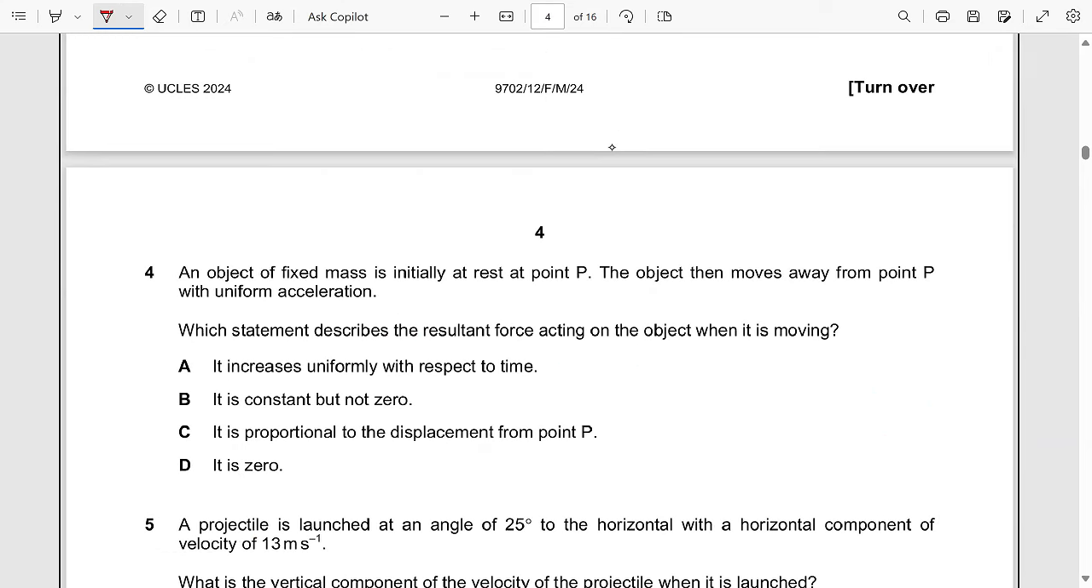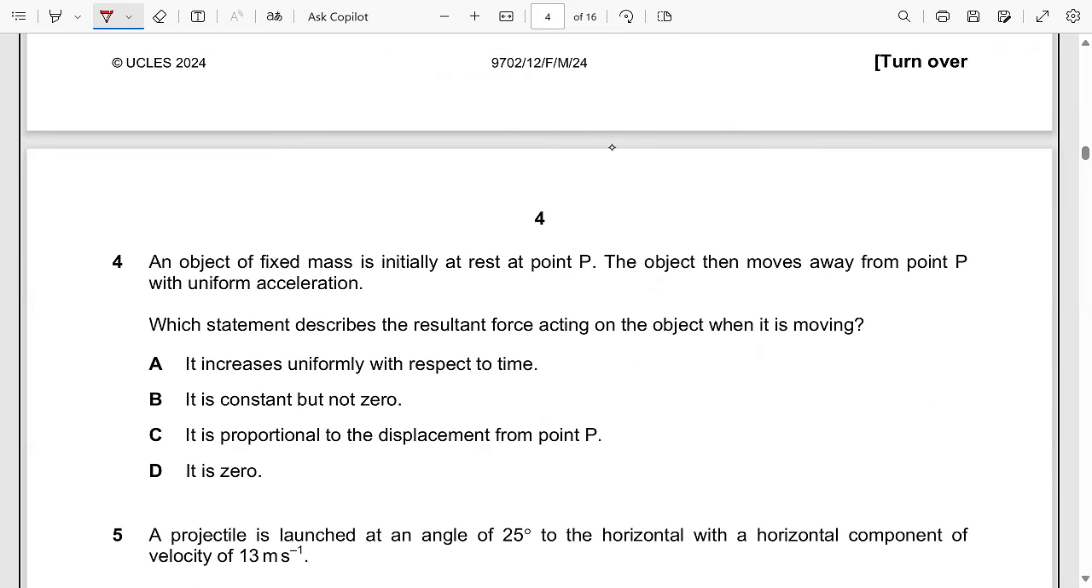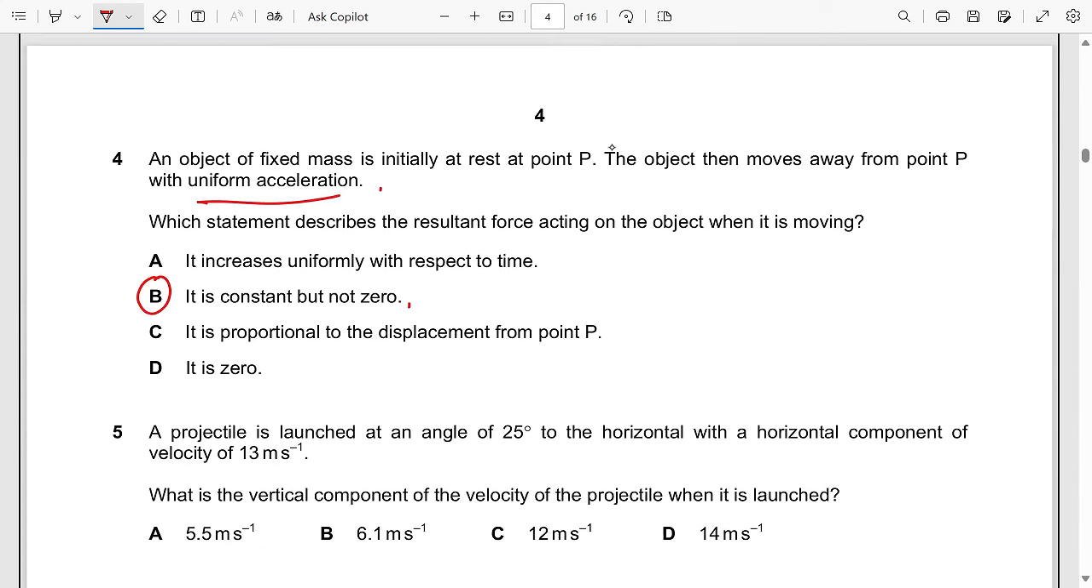An object of fixed mass is initially at rest at point P. The object then moves away from point P with uniform acceleration. Which statement describes the resultant force acting on the object when it is moving? Answer is B. It is constant but not zero, right? The acceleration is constant but not zero because it is moving with a uniform acceleration, right?